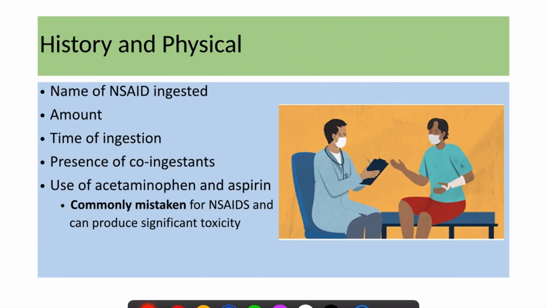When NSAID overdose or poisoning is suspected, history and physical examination is very important. We need to ask about the name of the NSAID ingested, amount ingested, time of ingestion, and presence of co-ingestants like acetaminophen, aspirin, alcohol, or any other compounds. Because acetaminophen and aspirin are commonly mistaken for NSAIDs, and if the diagnosis is missed, it can lead to significant toxicity.